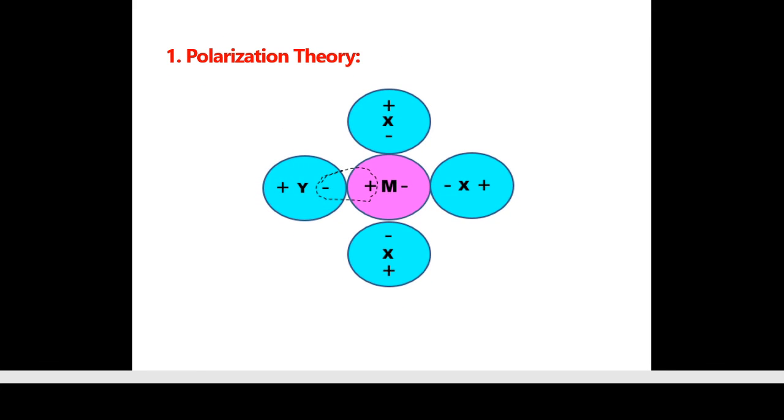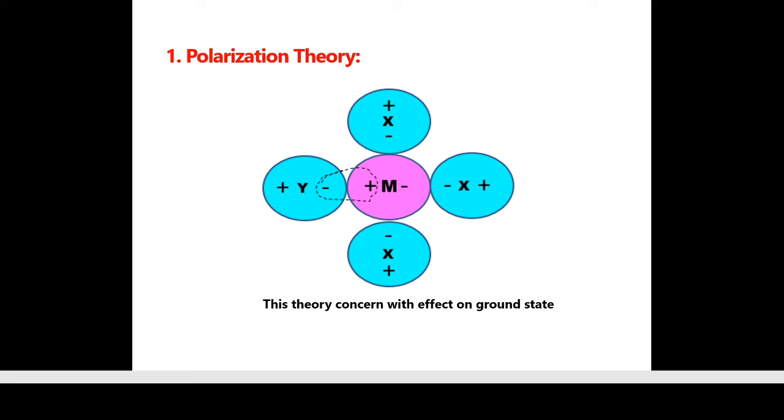Let's consider first the polarization theory. This is a square planar complex. Here is the central metal atom, while these all are the ligands. This theory is concerned with the effect on the ground state. Always remember, this theory is concerned with the effect on the ground state. If we are studying polarization theory, remember the word polarization.